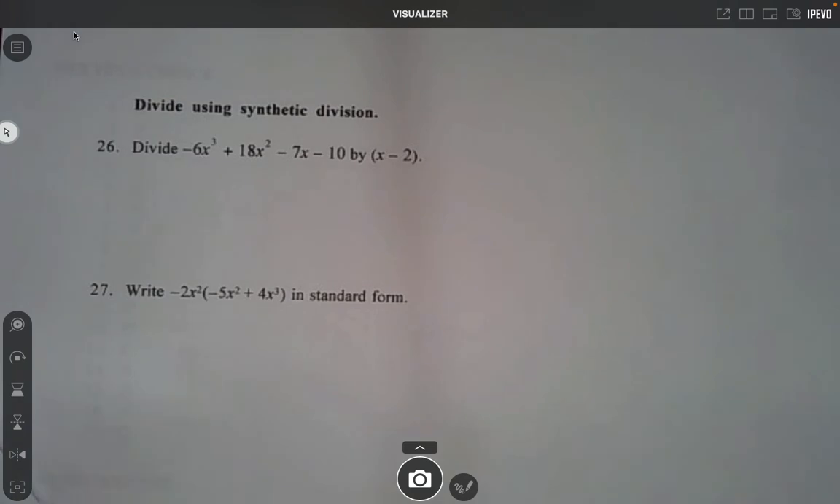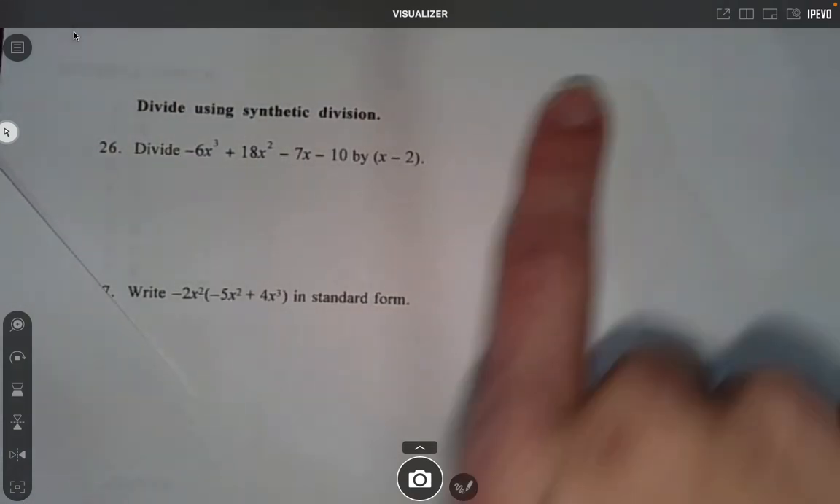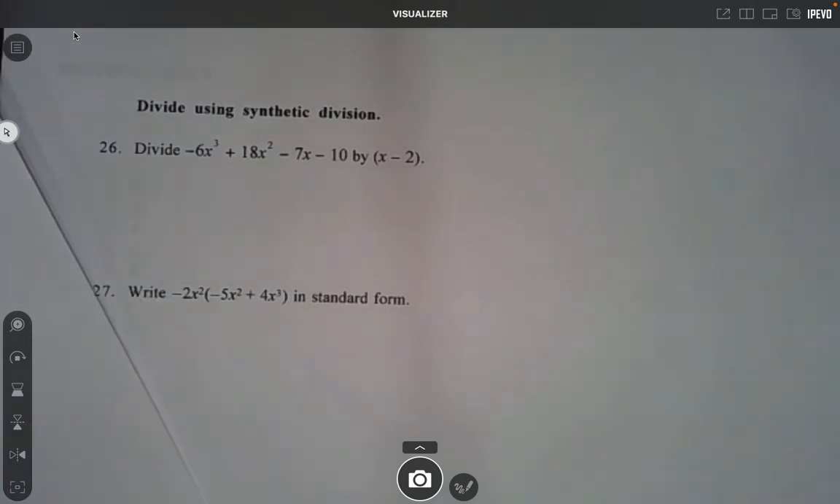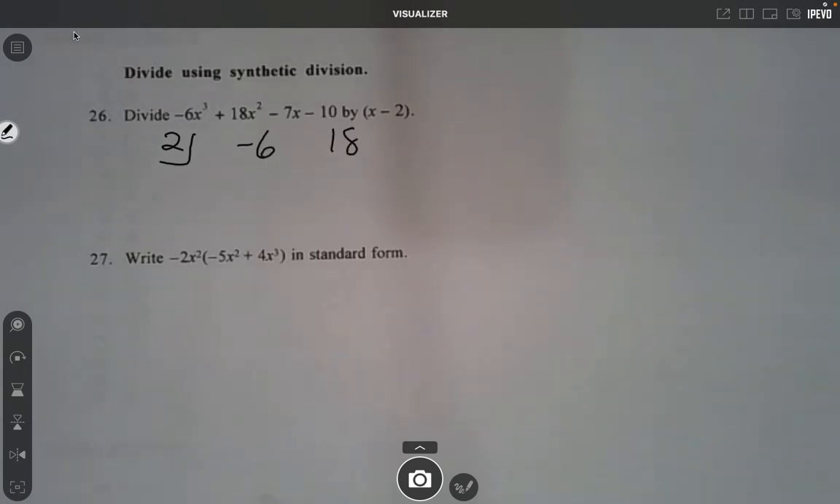Anyway, I do mine different though. I'm going to look in just a second and see what's going on with that one, but I'm going to skip it for now, just because I'm curious. But 26 and 27 are on there, so let me go through that. It says synthetic division, so what's my number? It's going to be positive 2, and then let's write negative 6, 18, negative 7, negative 10.